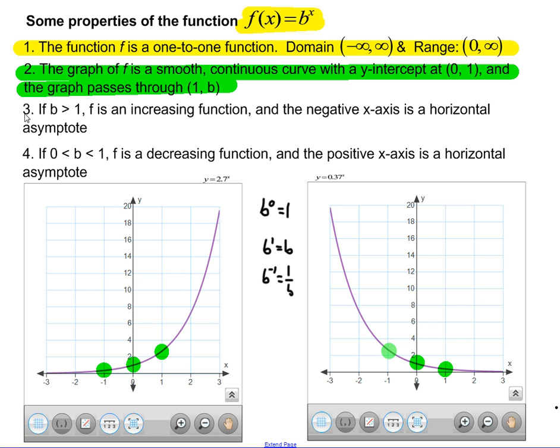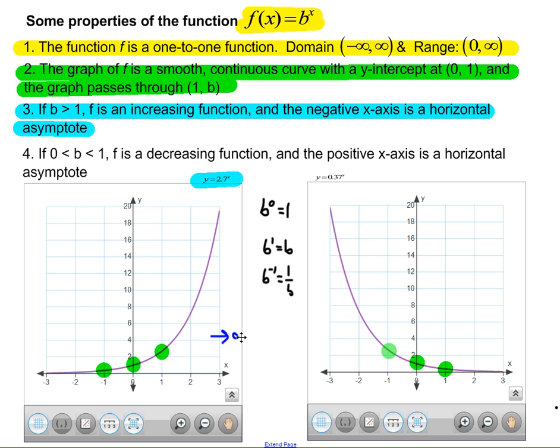Okay, here's another one. If b is greater than 1, if the base is greater than 1, then the function is an increasing one, and the negative x-axis acts as a horizontal asymptote. Look at what's happening here in this first function, which I've highlighted, y equals 2.7 to the x. The base is greater than 1, and all we're saying is that as x tends towards positive infinity, as we go to the right, y tends towards positive infinity.